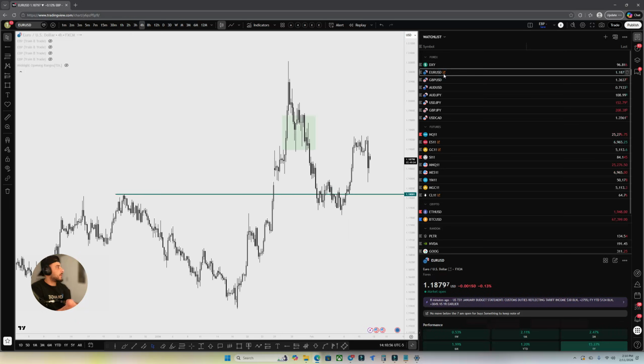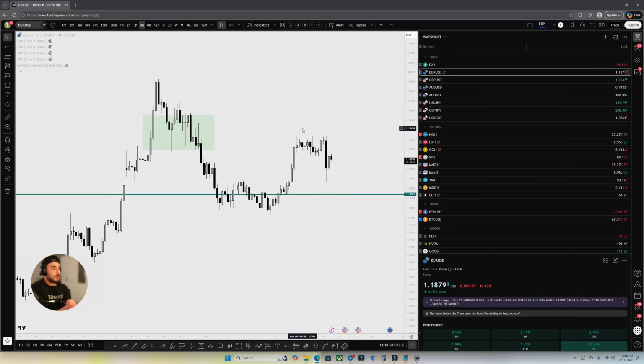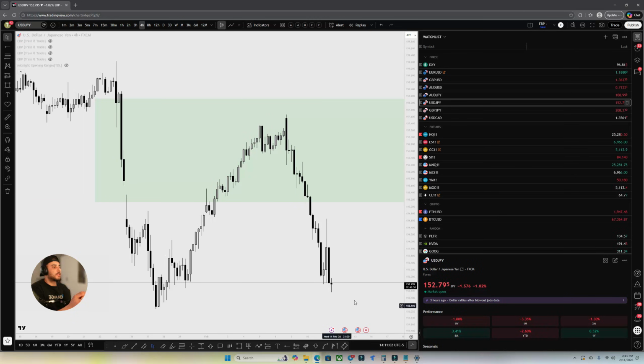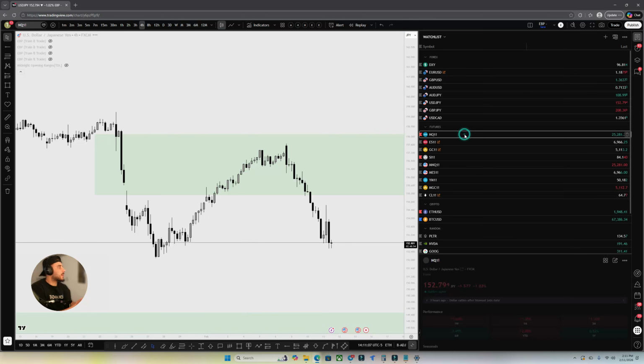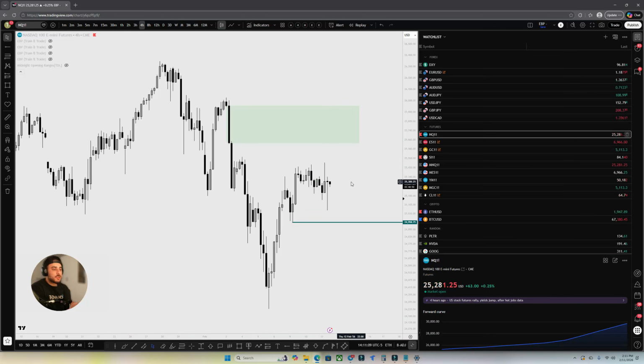I'm trying to look for these types of moves, man. I'm not trying to look for those little baby scalps. I'm trying to look for these big high time frame moves. And if you're only watching one asset class, you're not going to always see it. That's just the truth of the matter.